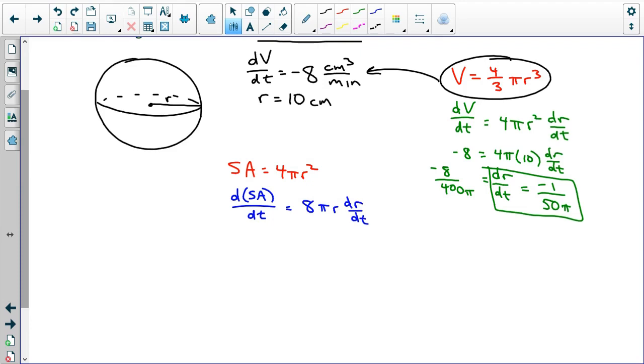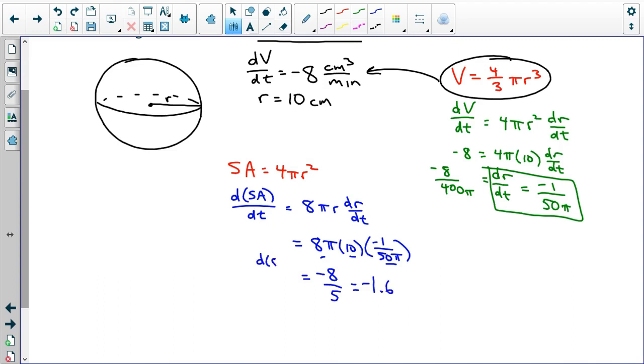And now I can solve for the derivative of the surface area by just substituting values in. So 8 pi times 10, since the radius is 10 at this point, times -1 over 50 pi. Notice that this is basically 80 pi and this is 50 pi. So that ends up being -8/5. The pi's cancel out, which is -1.6.